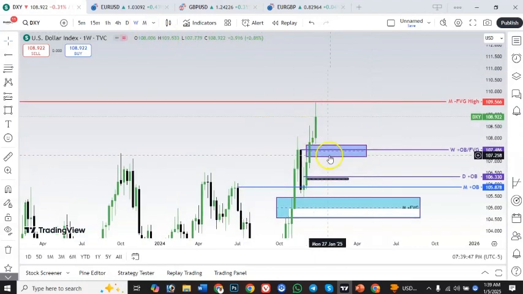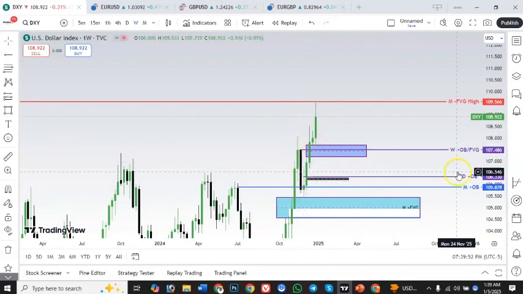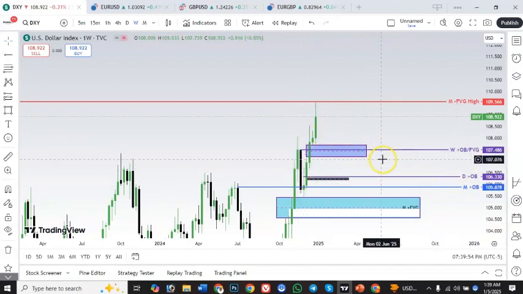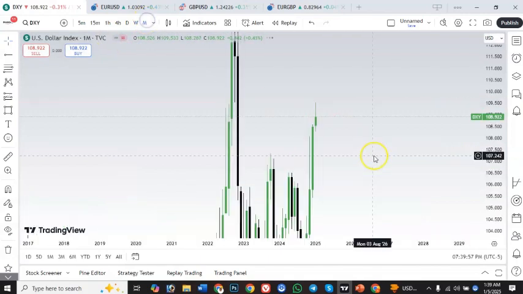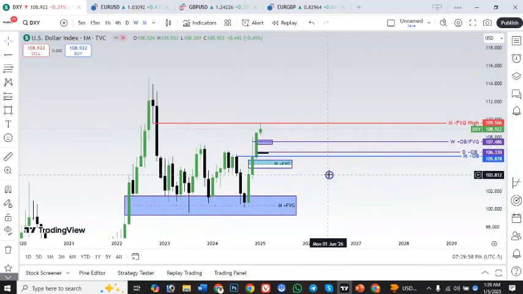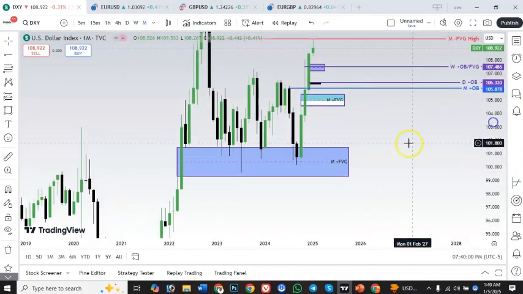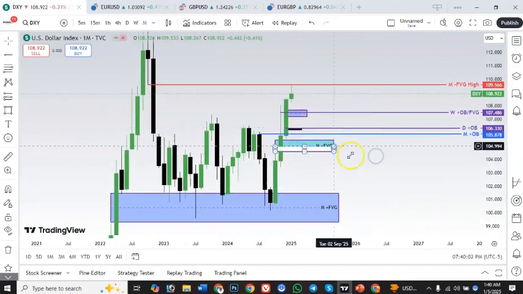They have not done exactly what I want. The order block is still here. The fair value gap is still here. Let's go to the monthly. Everything I marked out on the monthly is still valid. So I don't need to do much again. I still have them, they are still valid.